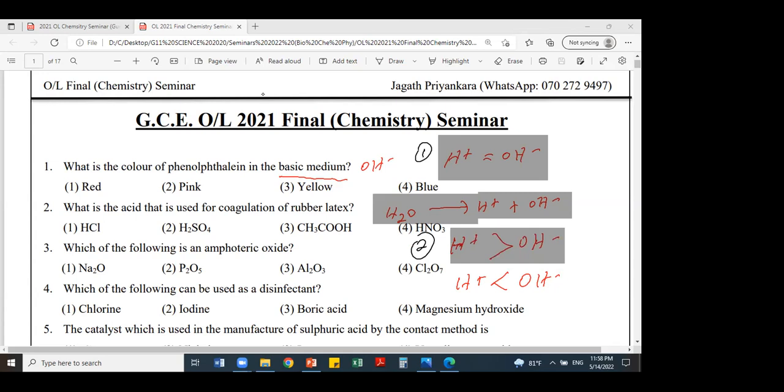How to identify? H plus or OH minus is not visible to our naked eye. If they were visible, we wouldn't need any indicators; we could directly tell this medium contains more H plus, therefore acidic. But since it is not visible to our naked eye, we use indicators. Phenolphthalein indicator is used to identify OH minus, hydroxide or basic medium.